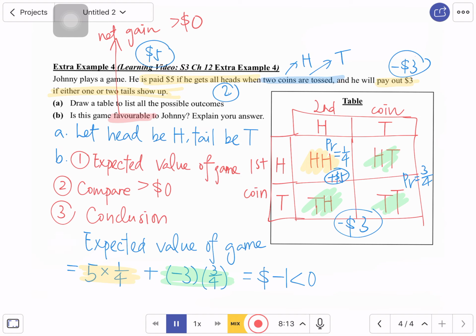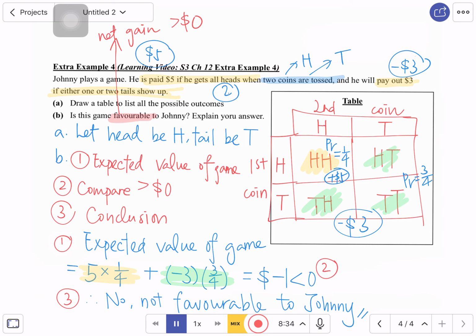So we finish step 1 and step 2. Finally, we give the conclusion. No, it is not favorable to Johnny. So that's the end of this example.